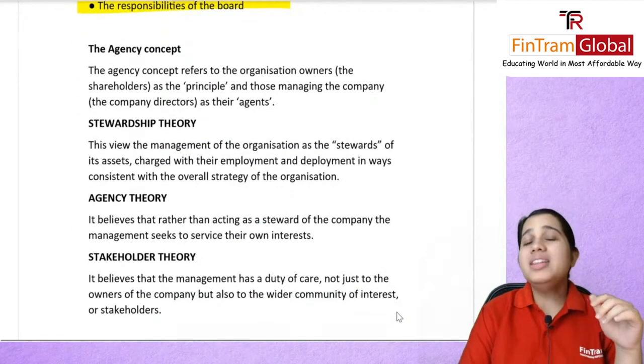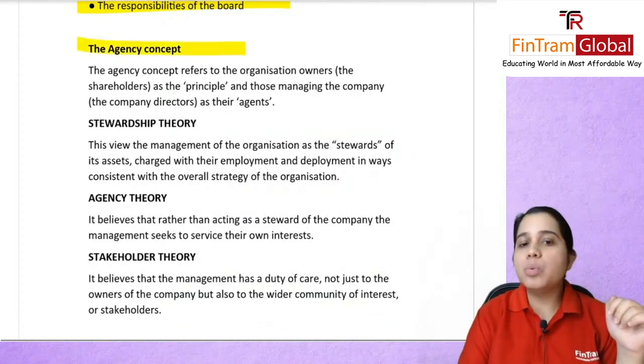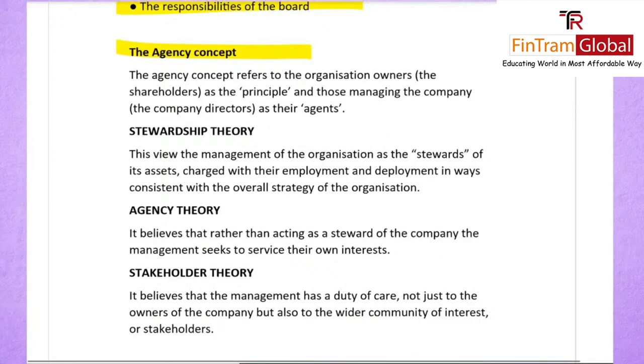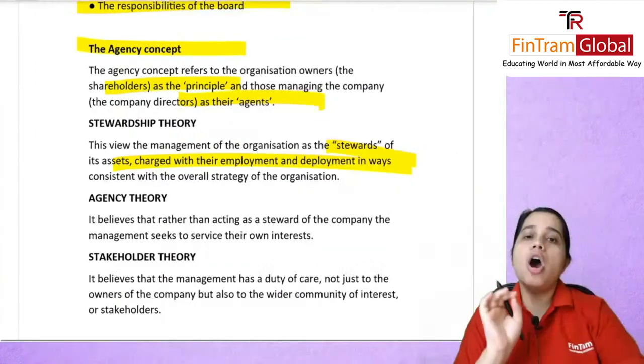Then we had talked about the agency concept. So what did we cover in this? Here we said this refers to the organization's owners, who are your shareholders, as the principal, and those who manage the company, the directors, act as the agents. They are working for these principals, the shareholders. Stewardship theory was that your management act as stewards of the assets. They will decide how it's going to be used, in ways that should be consistent with the overall strategy of your organization.